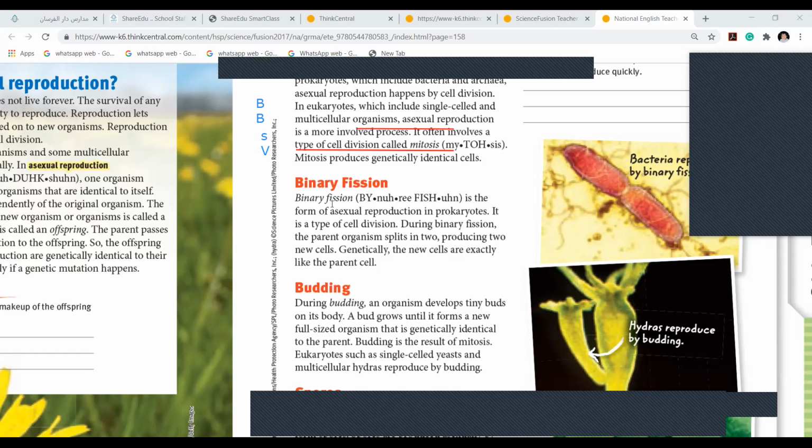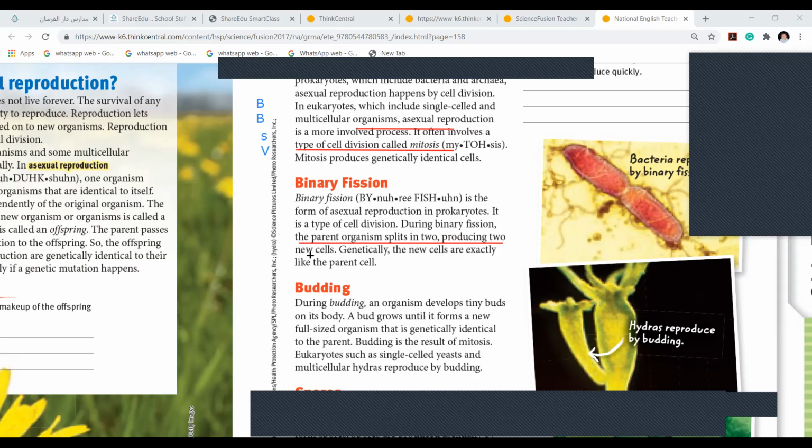Okay, let us start with binary fission. It is a form of asexual reproduction in prokaryotes. When I say prokaryotes, that means single cell organisms. It is a type of cell division. What happened during binary fission? The parent organism splits into two, producing two new cells.